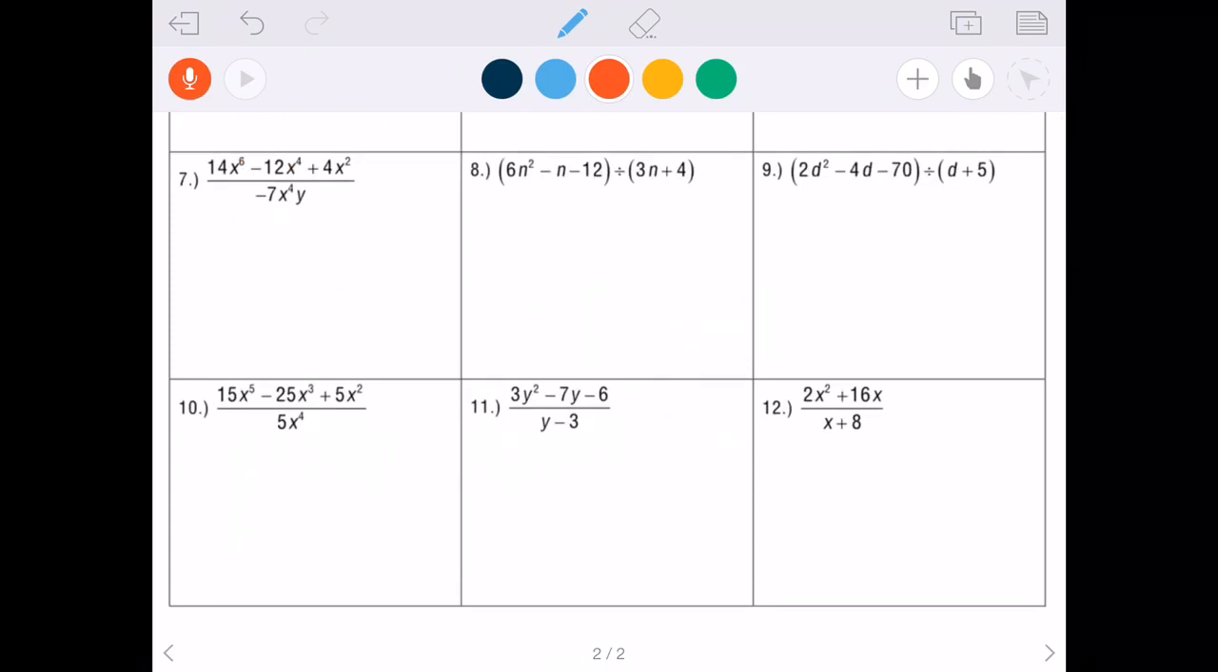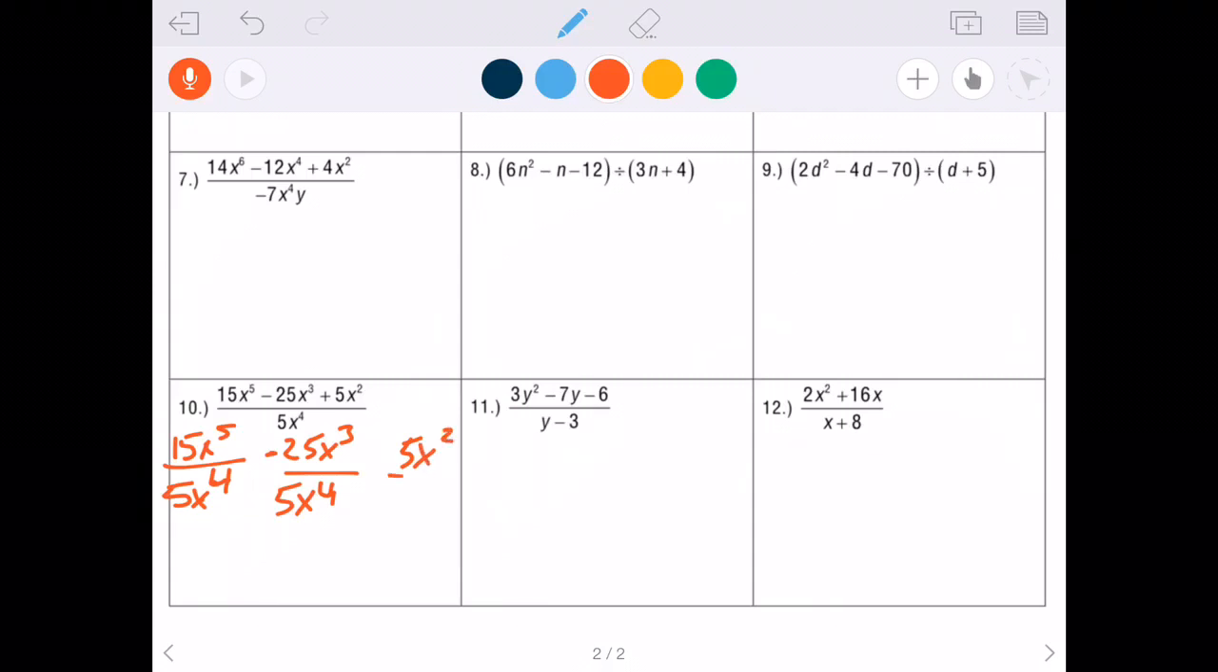Let's look at number 10. So to me, the way I'm going to rewrite it, I think it's easier if we split it up because we can just take it piece by piece like I mentioned. If you don't want to split it up, you don't really have to, but visually I think it makes it a little bit easier. So now we're just going to take it piece by piece.